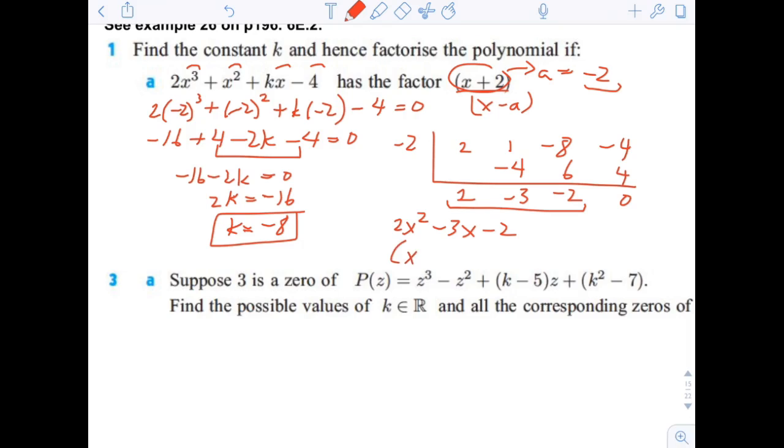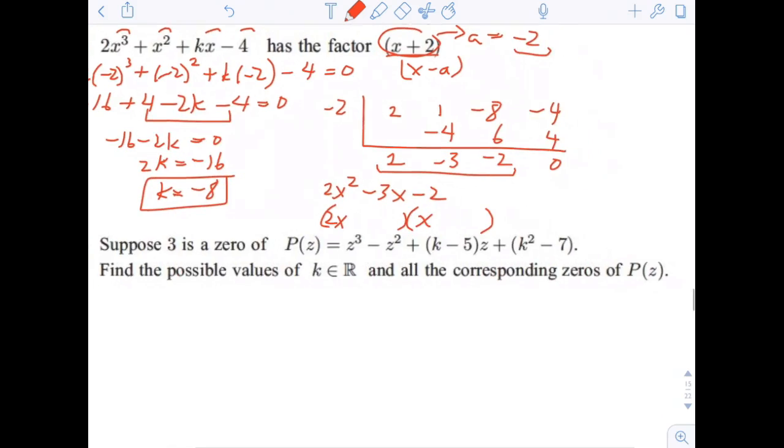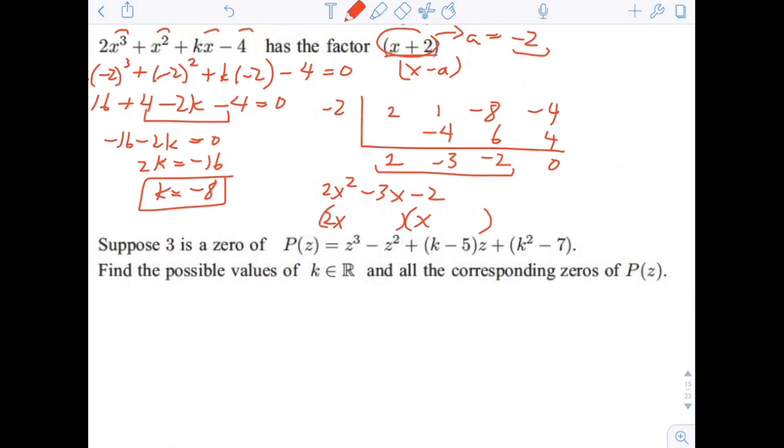This we can factorize just with guessing. So let's see if we have 1, 2. Does that work? I think it does. So let's put negative there and positive here. Does that work? Yes. So 1x minus 4x gives us the middle term. 1 times -2 gives us the last term. 2x times x gives us the first term. Yes, so it works. So those are two of the factors, and the other factor that they gave us is x plus 2.